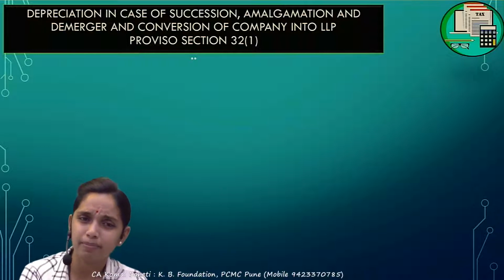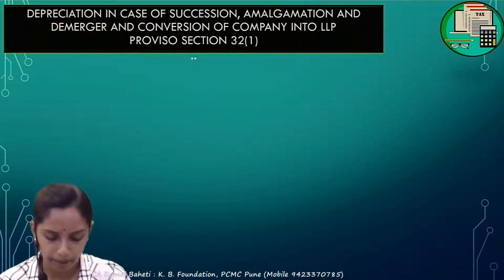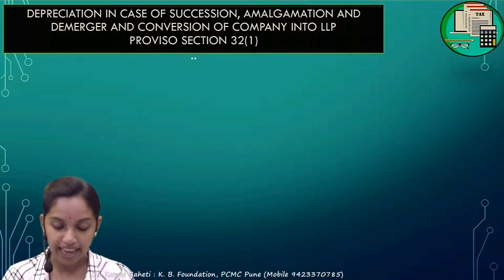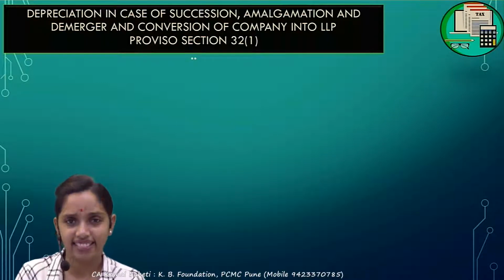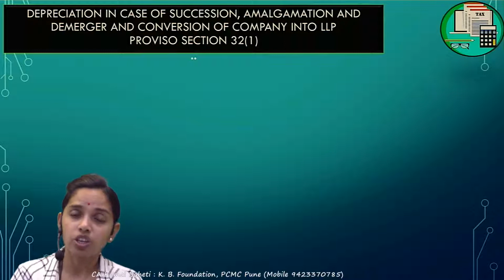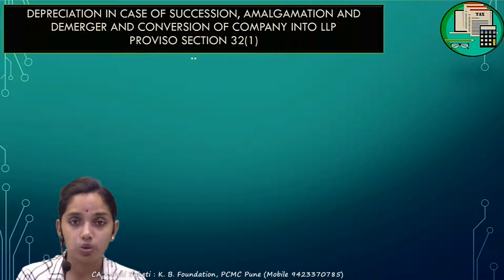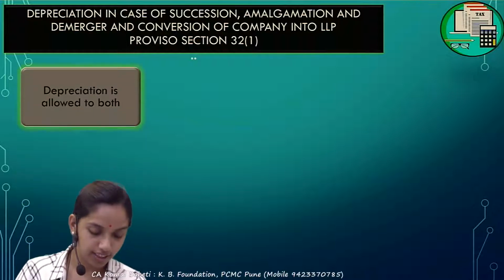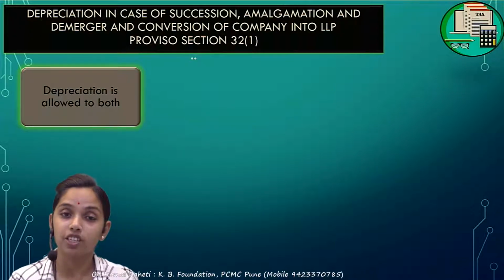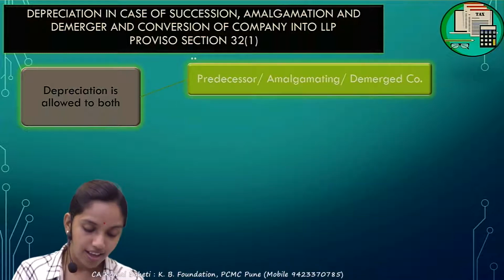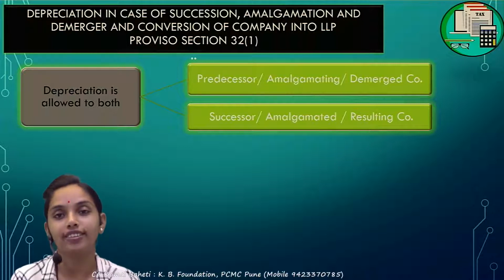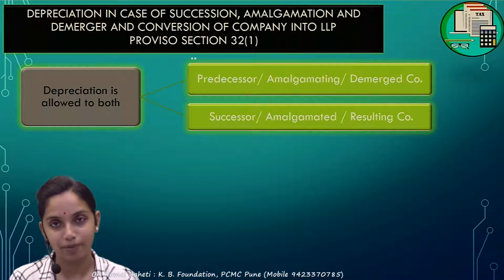What is meant by succession? Succession means a firm has converted into a company, a proprietorship has converted into a company, or a private limited company has been converted into an LLP, or any other succession other than death is to be considered here. Now the question could arise, who will get the depreciation? The 32(1) proviso says that the depreciation would be allowed to both of them. How could it be possible? That I want to discuss. It says that depreciation would be allowed to both of them, the predecessor or the amalgamating company or the demerged company, and the successor or the amalgamated or the resulting company. Both of them will get the depreciation.